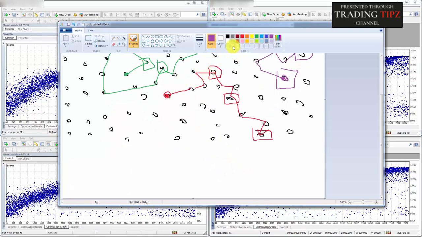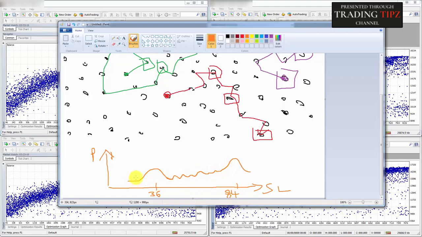So if you visualize the graph for stop loss, since we're talking about it, let's draw in another color. What have we not done yet? Orange, right? So this is your profit. Once again, I apologize for the very ugly drawings. That's your profit, and that's your stop loss. Maybe you've got your stop loss around 36, and your profit goes up, and then it's pretty low. So let's say your 36 is over here, your 84 is over there.